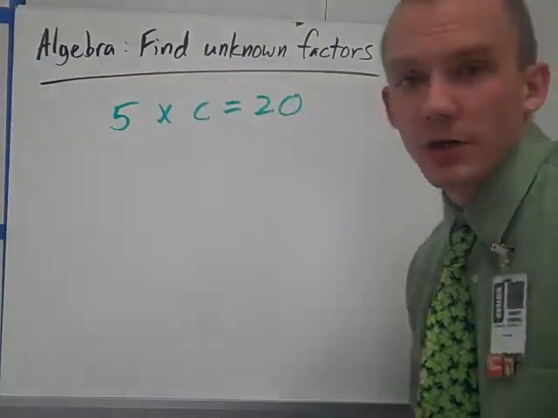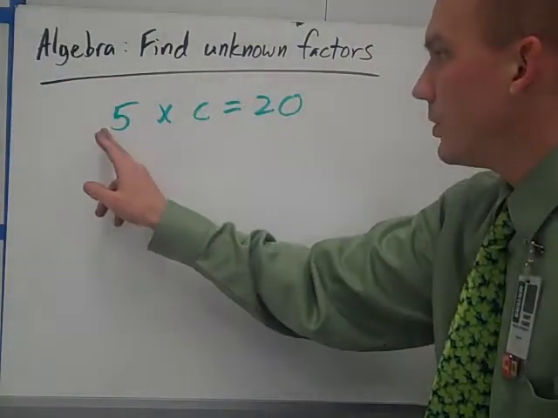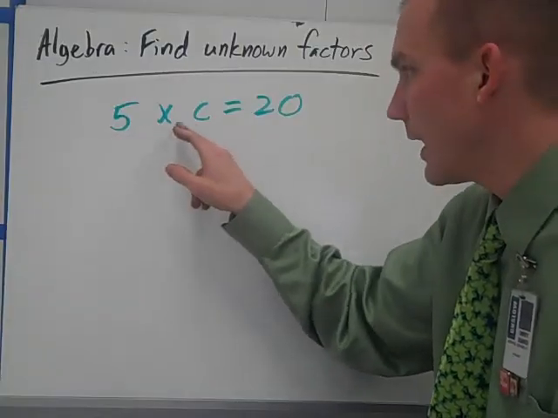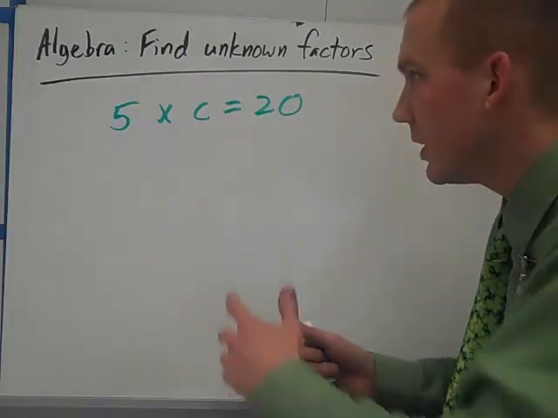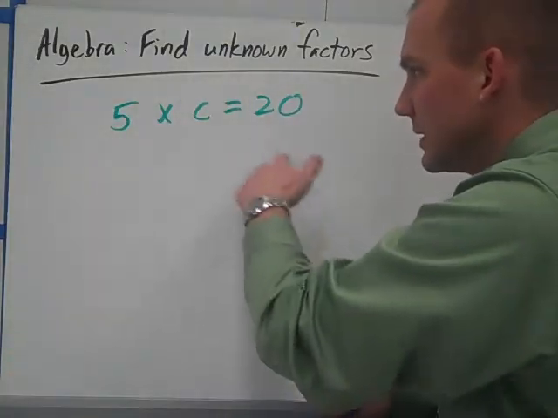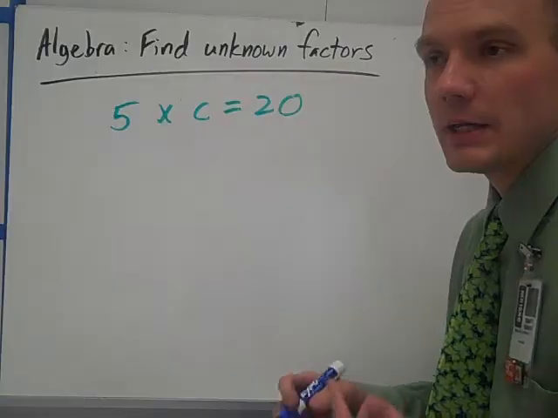Algebra, find unknown factors. You might see problems like this: 5 times c equals 20. And honestly, some word problems are worded where you want to set them up like this. 5 times c equals 20. What is c? C can be anything.